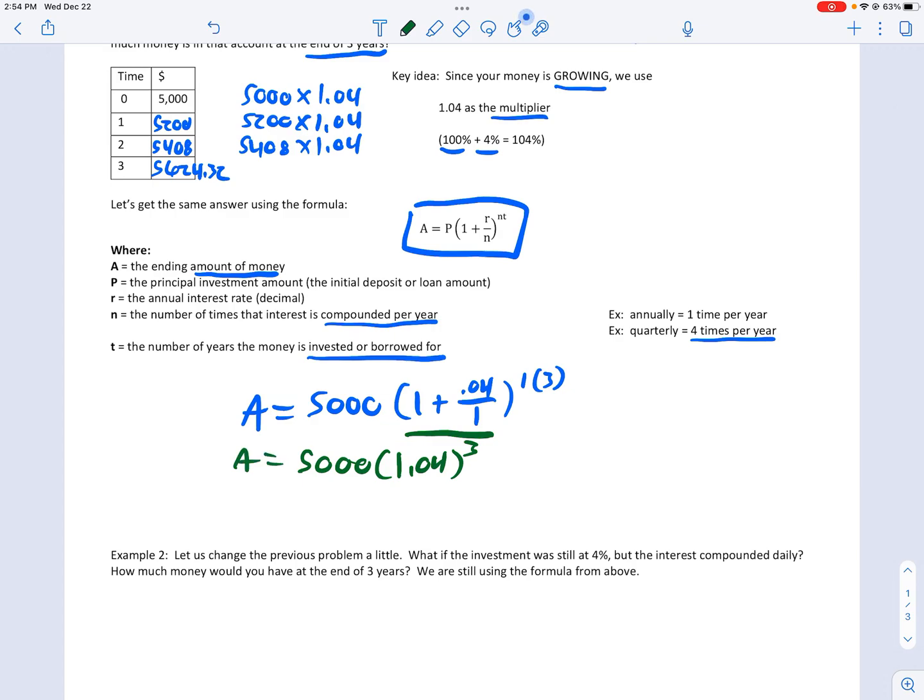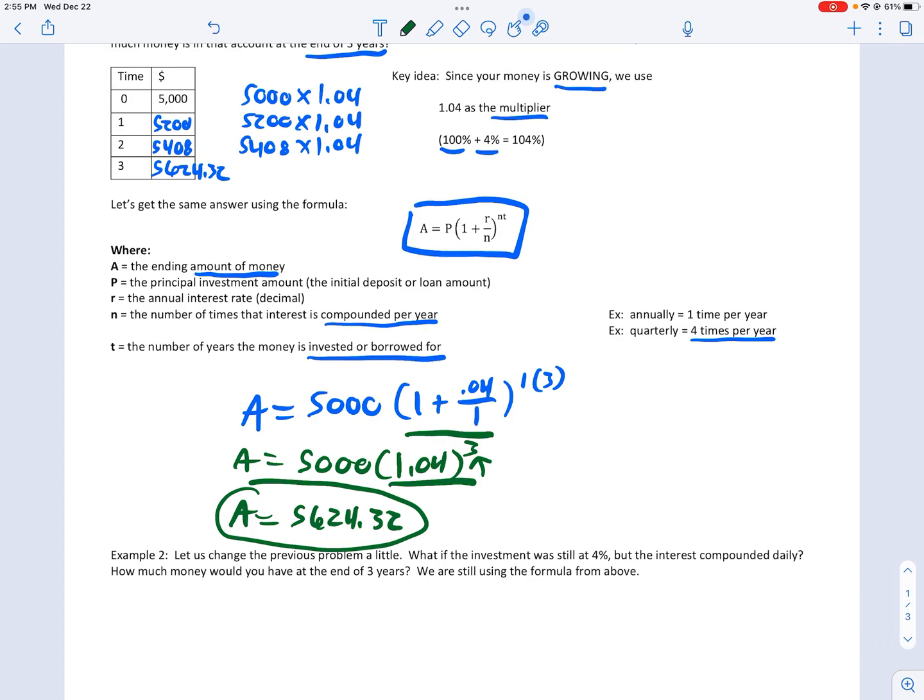Now, next step, I would grab my calculator. This is why you want a scientific calculator. I'm going to do 1.04 to the third power, and then I'm going to multiply that by 5,000. If you do it correctly, you should get $5,624.32. That should be what you get. Right now, you need to make sure you plug it into your calculator and get that answer. So pause the video, plug that equation in, and make sure you're getting $5,624.32.